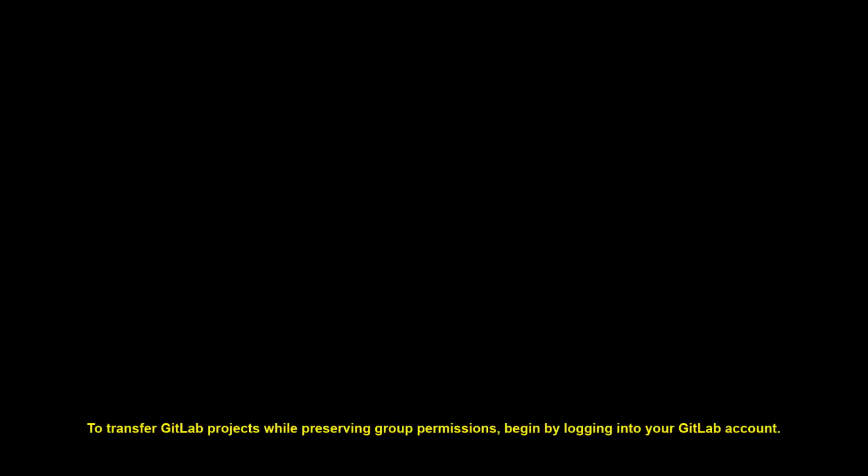To transfer GitLab projects while preserving group permissions, begin by logging into your GitLab account. Navigate to the project you wish to transfer. On the project homepage, click on the Settings menu on the left sidebar. In the Settings options, select General.